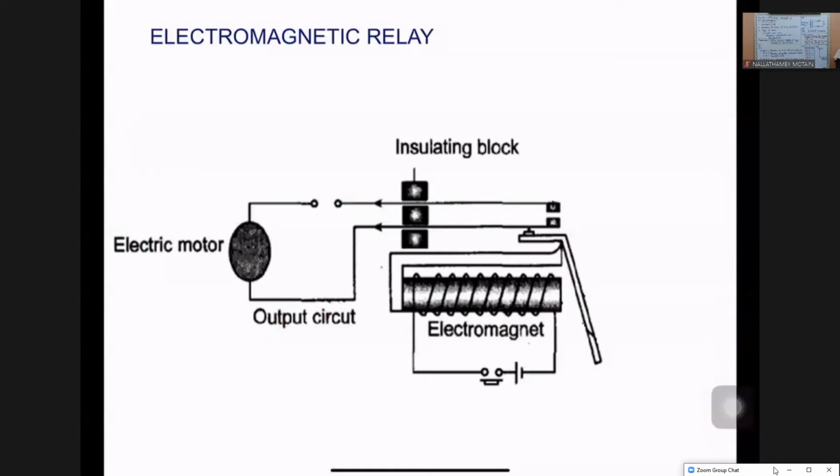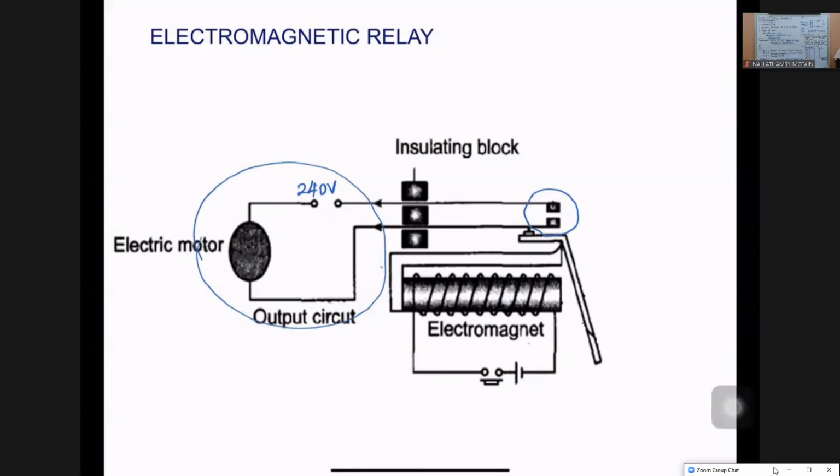For example, you can see there are two contacts over here, at this region. But the contacts over here are open. They are not closed. And then here is the electric motor, and then there is an output circuit. Let's say here we are using 240 volts. It's very high voltage.